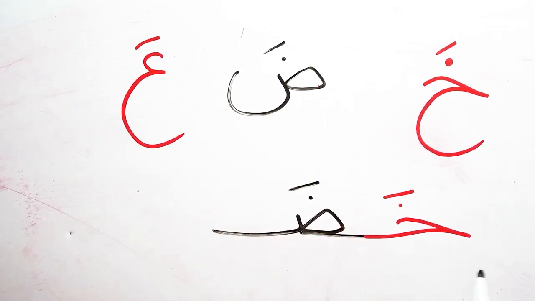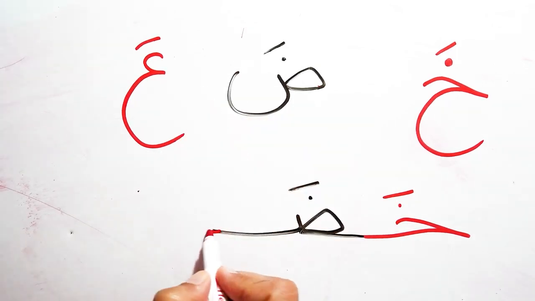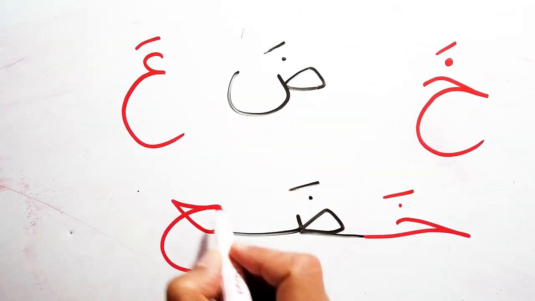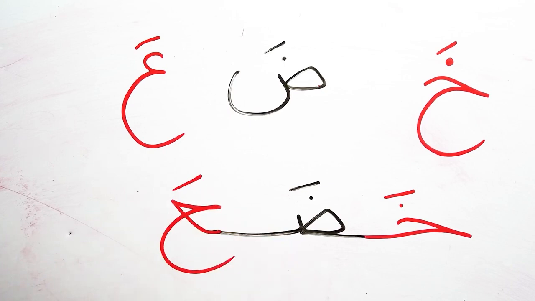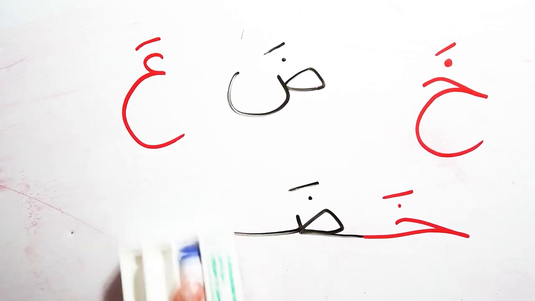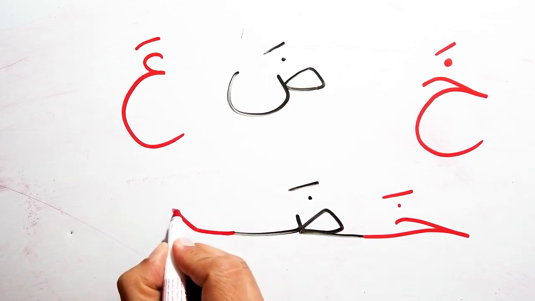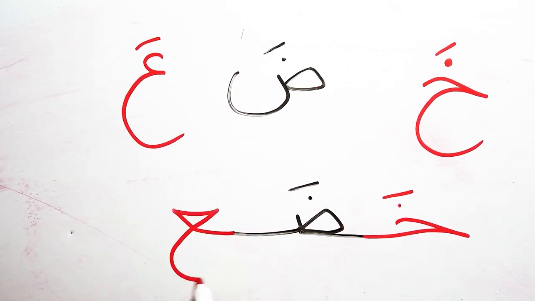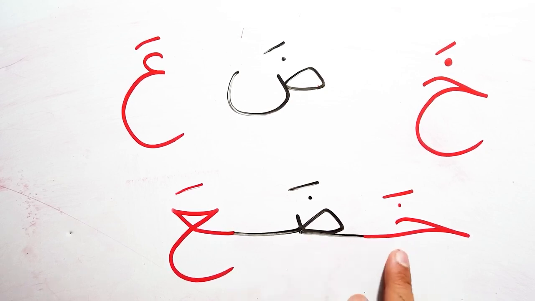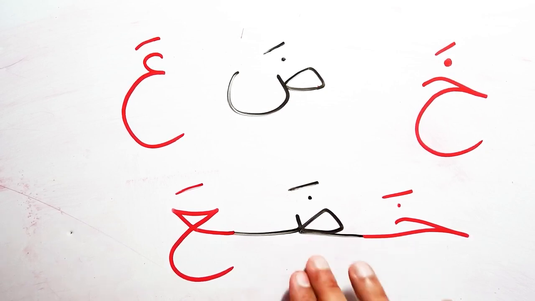خبا خبا خبا ع. Let's see ع in the end of the word. It is different. ع. Let's do it one more time. Slower. Again, I'll do like this, and then I'll go like this, and then I'll do it like this. ع. خبا خبا خبا.